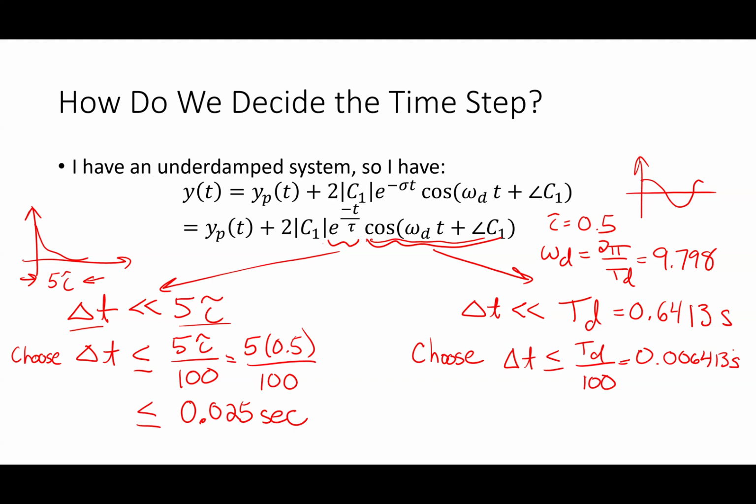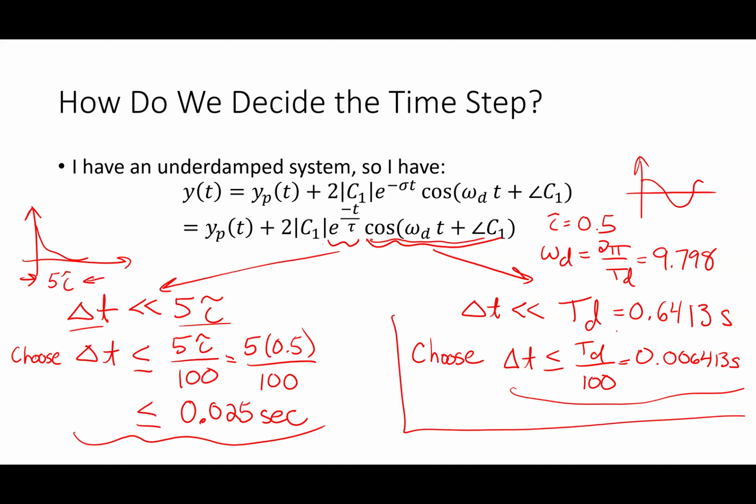0.006413 seconds. Okay, so this says my delta t has to be less than 0.025 and less than that. So which one should I choose? The smaller. If I choose this one, I'm not going to capture that cosine part properly. So in this case, the choice that I'm going to make is this.